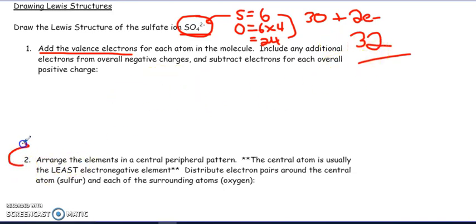Okay, so step number 2, I'm just going to draw it up here. What you would have to do then is decide what your central atom is.